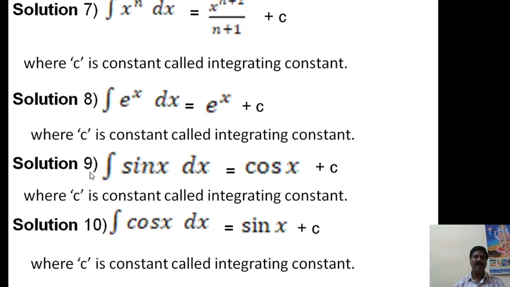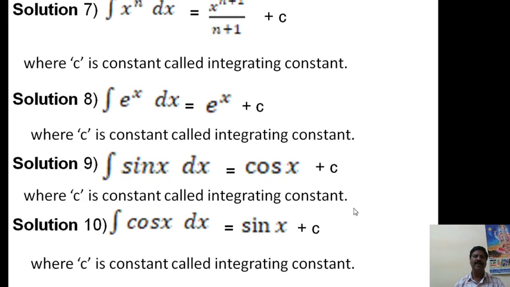Then the solution for the ninth problem, integration of sin x dx, can be written as cos x plus c. It is trigonometric, and it comes from a different method, but you have to keep in mind that the integration of sin x dx means cos x plus c, where c is the integrating constant.